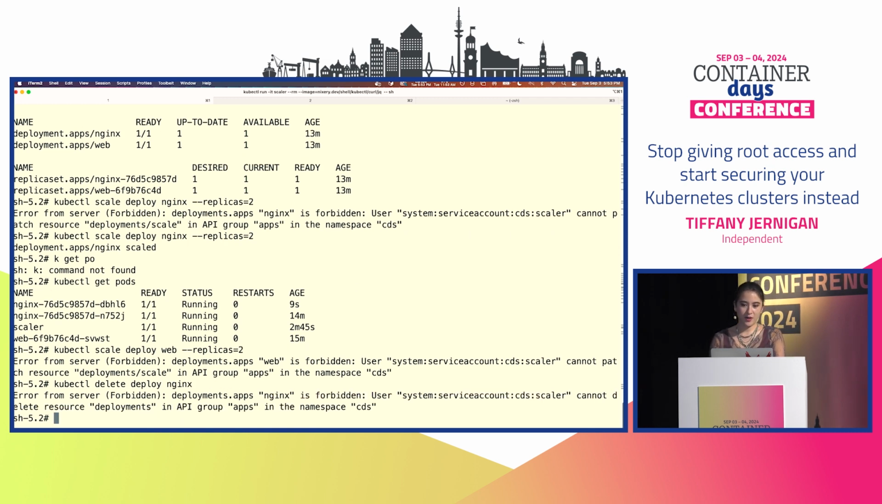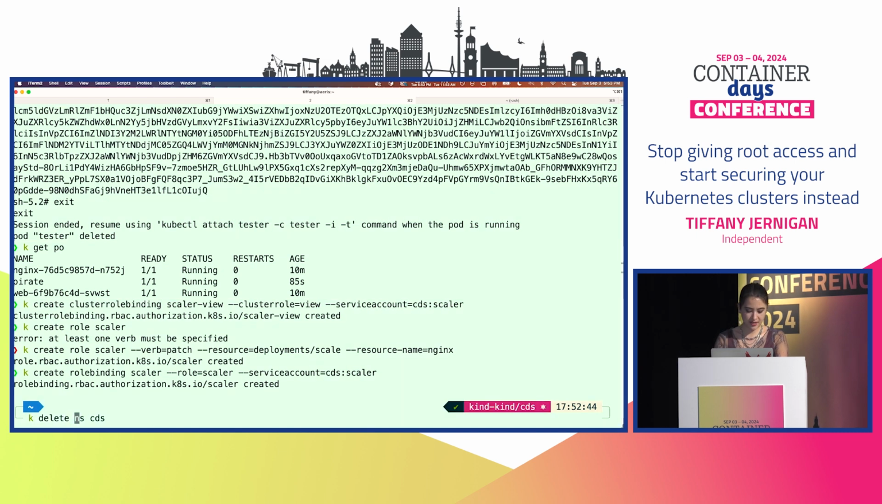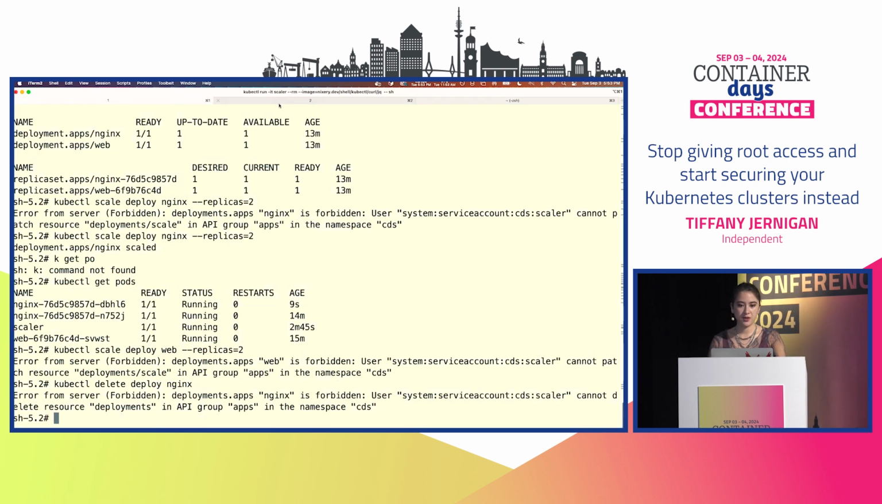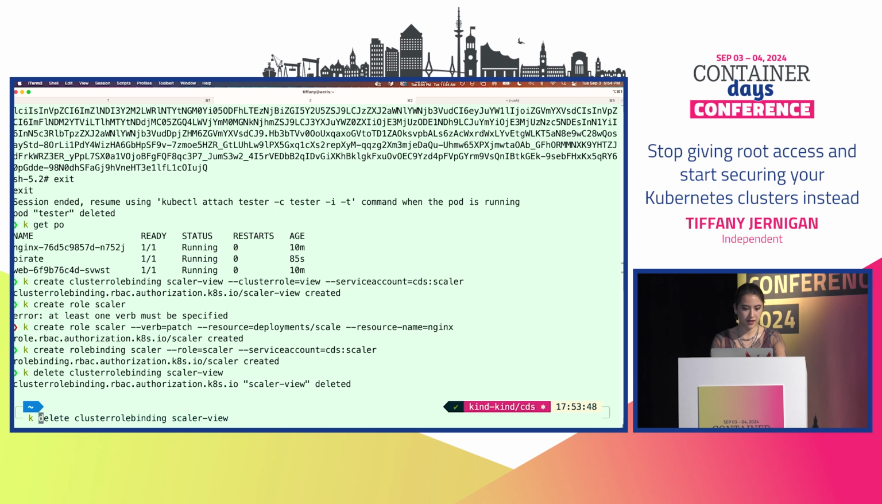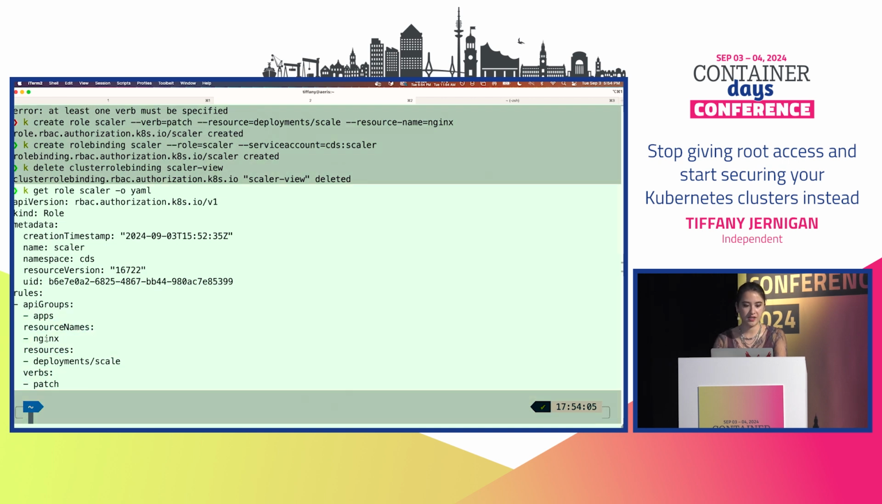Okay, so what if we, back over here, decide to delete the cluster role binding? So right now I have my ability to do, so I had the view for everything, and then I have the one that does the patch. So if I did a k get role, this is the one that I had afterwards. So basically it's for nginx, I have scale, and I have the patch.